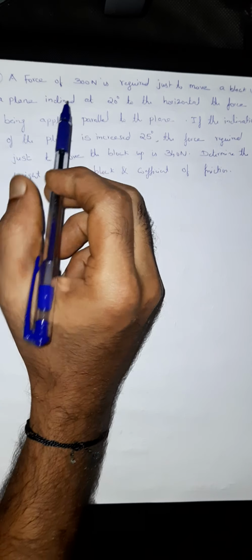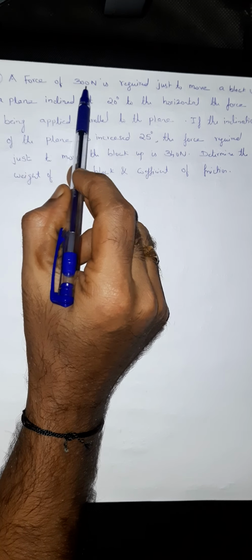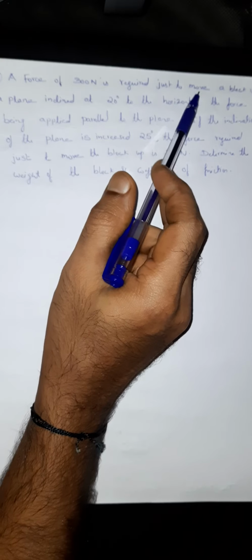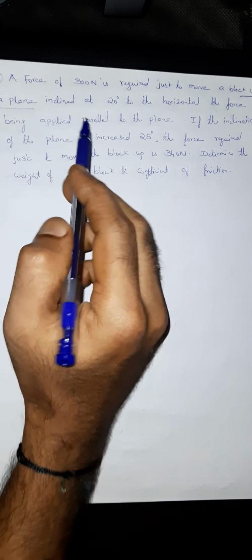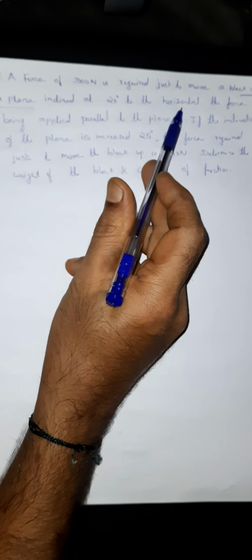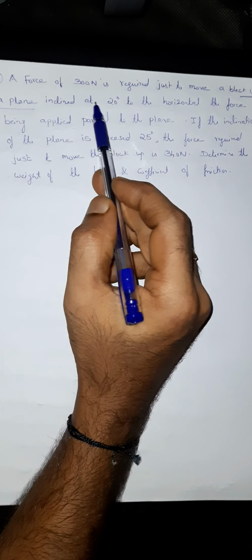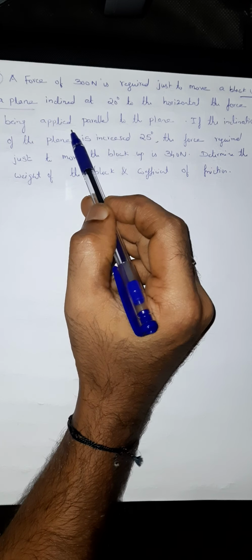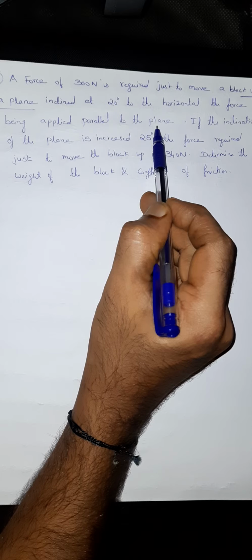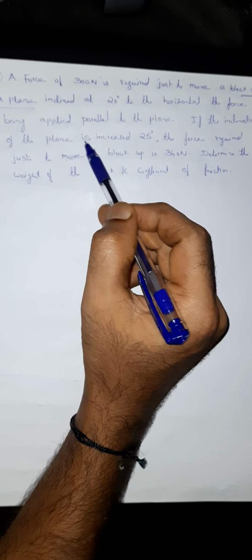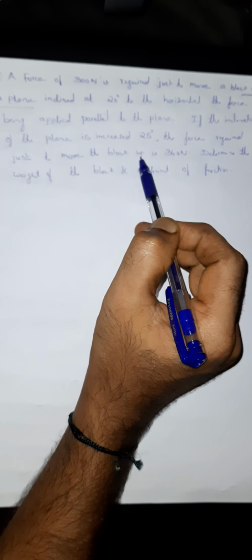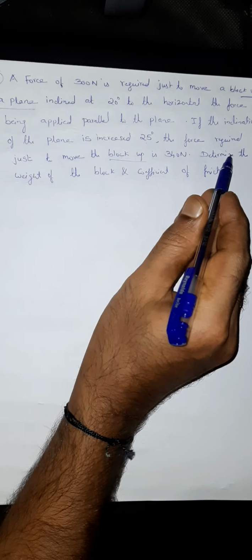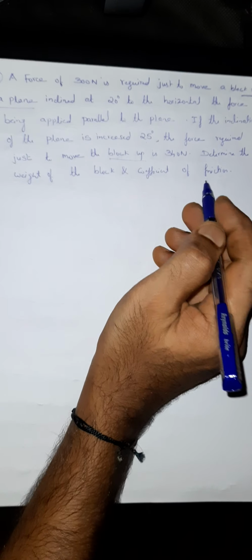Let me just read out the question here. A force of 300 Newton is required just to move a block up a plane inclined at 20 degree to the horizontal. The plane is inclined at an angle of 20 degree, right? The force is applied parallel to the plane. If the inclination of the plane is increased to 25, the force required just to move the block up is 340. Determine the weight of the block and coefficient of friction.